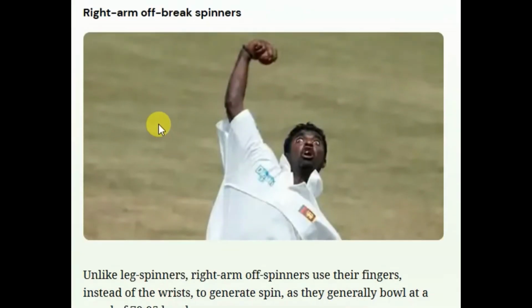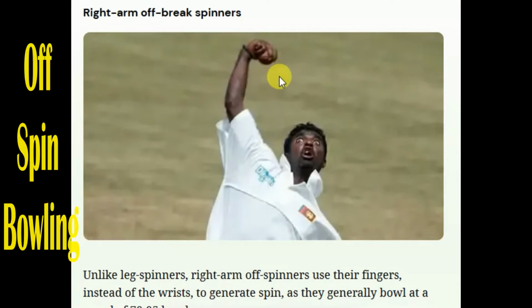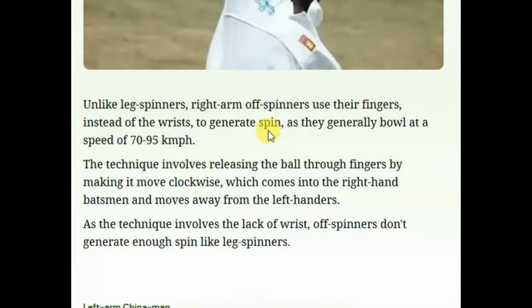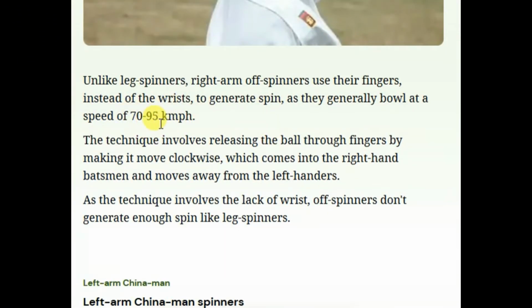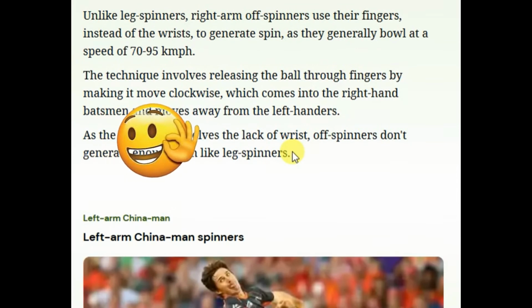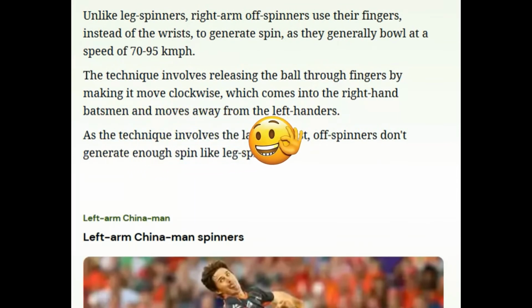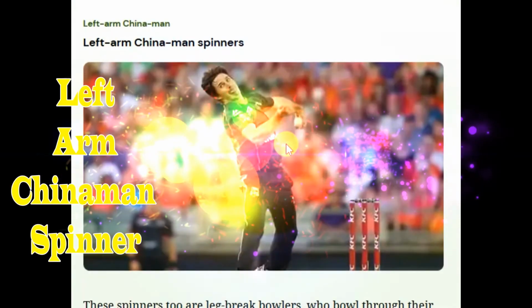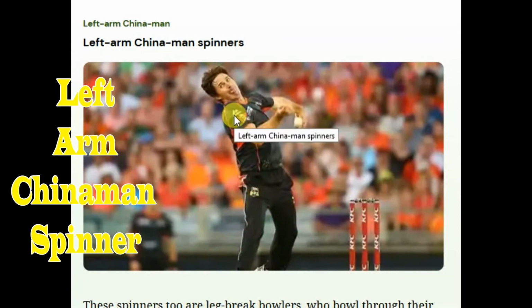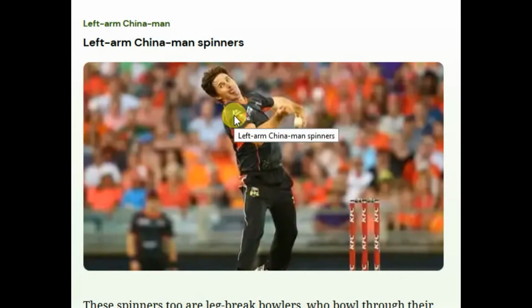And there is an off spinner bowler. Here the picture shows Muthaiya Muralidharan, a right arm off break spinner bowler. The speed can vary from 70 to 95 kmph, and the techniques of this bowling are different for different bowling techniques, which is useful for the batsman and taking the wickets.